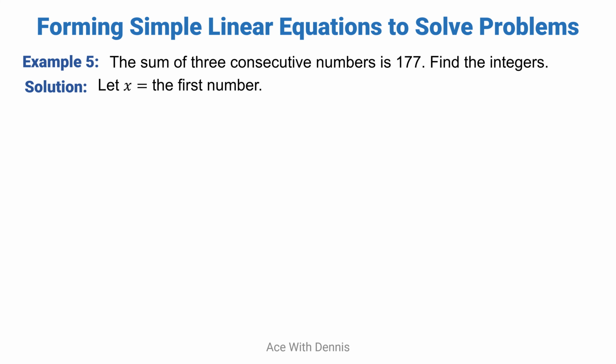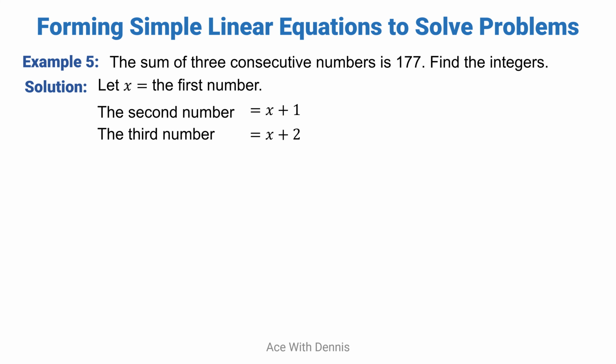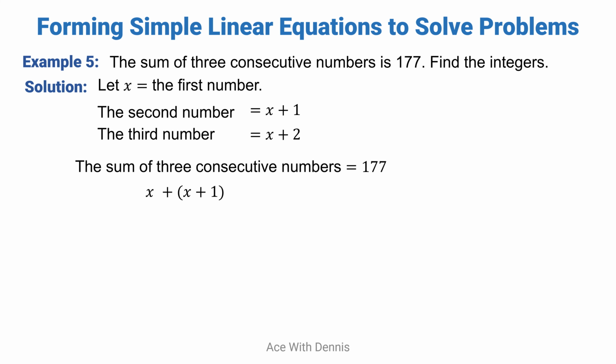So let x be the first number, as we have to find 3 consecutive numbers. So we will have the first number, then followed by the second number, which is x plus 1. Then the third number, which is x plus 2, because all these 3 numbers are consecutive numbers. So the sum of these 3 consecutive numbers given is 177. Hence, the first number x, plus the second number x plus 1, plus the third number x plus 2, equals 177.